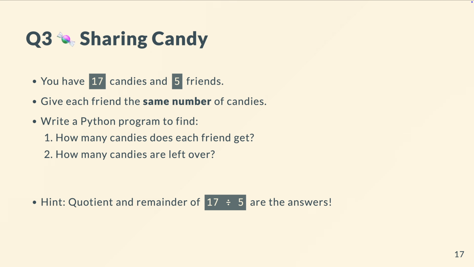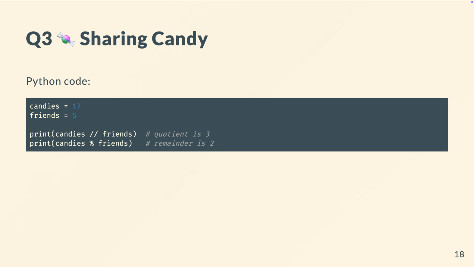The quotient and remainder of 17 divided by 5 are the answers. Here is the Python code. To find the quotient and remainder, we use two operators. Double slash gives the quotient, which is how many each friend gets. % gives the remainder, which is how many are left over. So we print candy double slash friends, and then candy modulo friends.